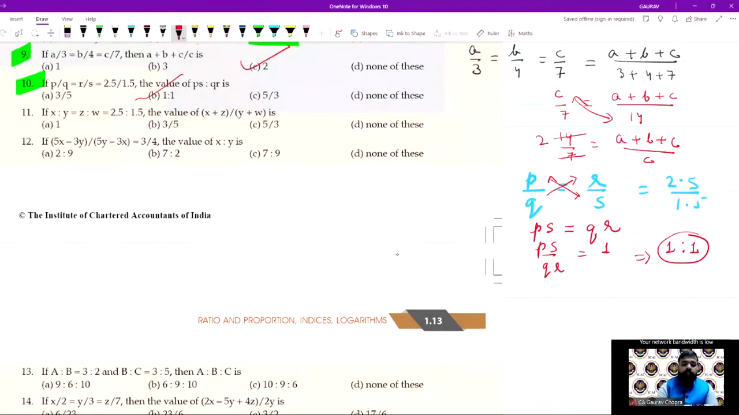Then question number 11 is also a repeat. So you can try this. Simply what we have to apply, x plus y, that means adding the numerators, adding the denominators, it is simply addendo. So on simply adding, we are getting x plus z upon y plus w. So simply 2.5 divided by 1.5, we can cancel them and the result is 5/3.